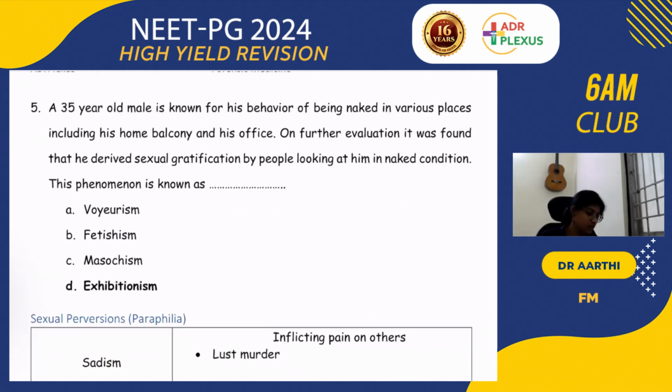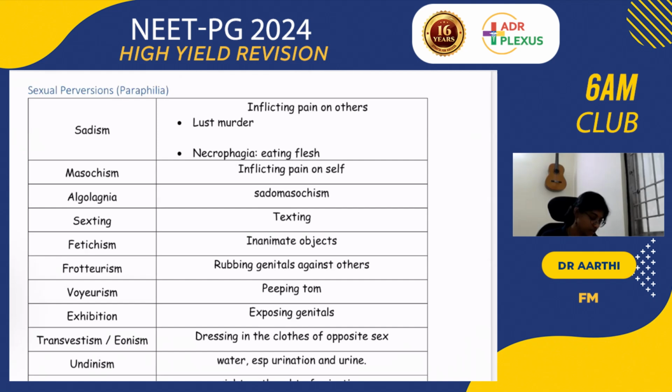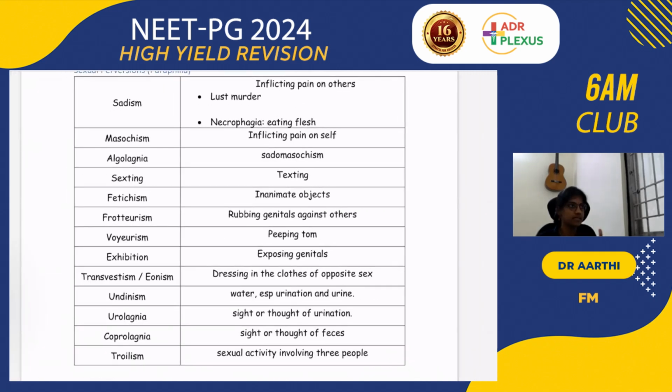A 35-year-old male, known behavior of showing himself nude in his balcony and everything. It's a classical case of exhibitionism. Now, revise through this tabulation, because a similar question, match the following, has come in an earlier set. When things come in any set, there's a probability of it coming again, right? Sadism is inflicting pain. Masochism is themselves getting pain. Algolagnia is a combination.